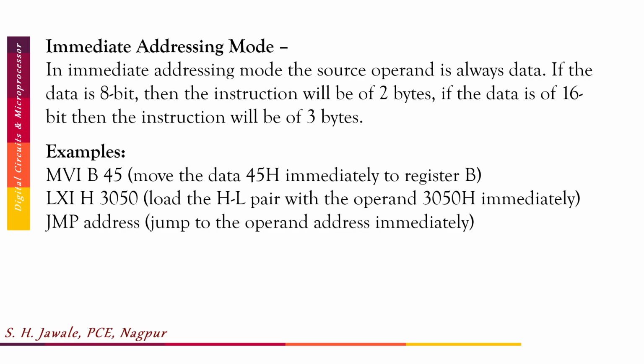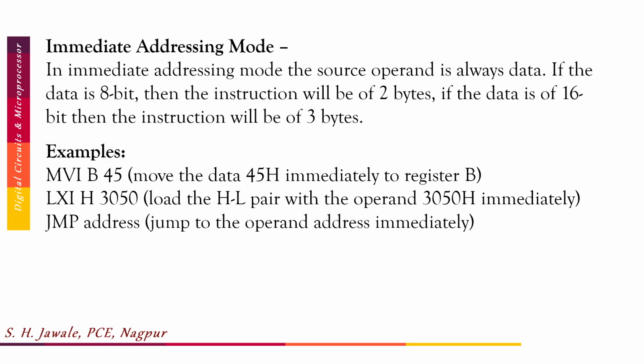The example of immediate addressing mode is MVI B, 45H. MVI means move immediate data, which is 45H, immediately given in the instruction, that the MPU has to transfer to register B. It means 45H is the data required to execute the instruction and B is the destination register. The 45H data is given immediately in the instruction.